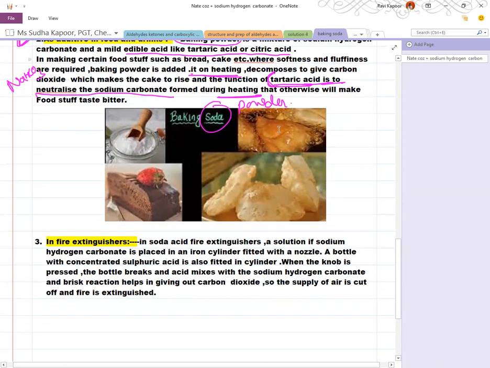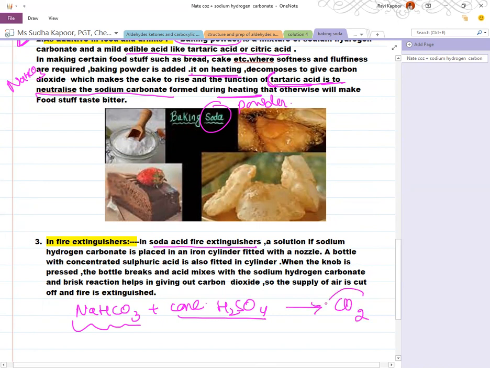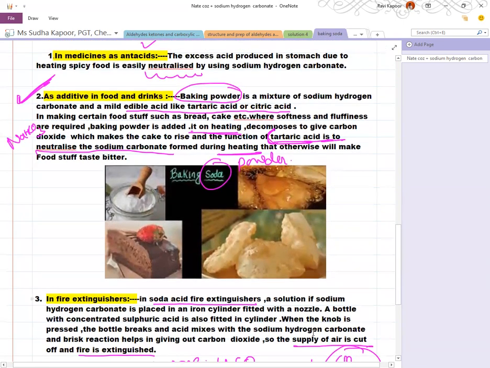The third very important use of baking soda is in fire extinguishers. In the soda acid fire extinguisher, baking soda along with concentrated sulfuric acid is used. We know that when a metal carbonate reacts with acid, carbon dioxide gas is released, and this carbon dioxide cuts off the air supply and makes the fire extinguish. So on mixing sodium hydrogen carbonate with acid, CO2 effervescence is produced.